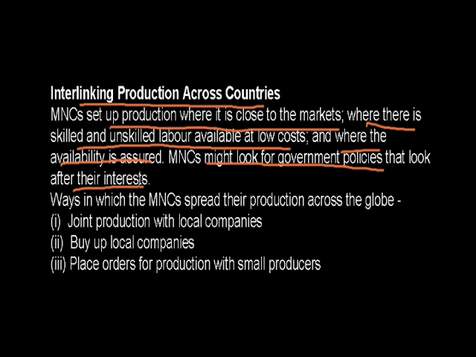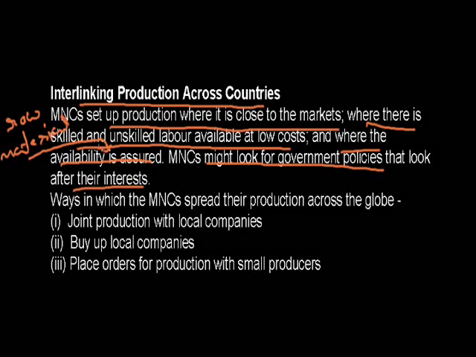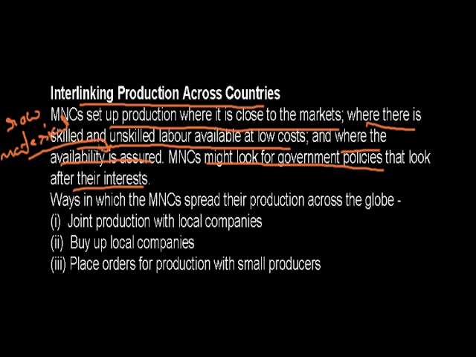And we can talk about one more point, that is where the availability of raw material is assured. Let me take the example of the iron and steel industry. The iron and steel industry is a raw material based industry. In the geography chapters you have learned that most of the iron and steel industry is established in the Chota Nagpur plateau, because all the raw material is very heavy.